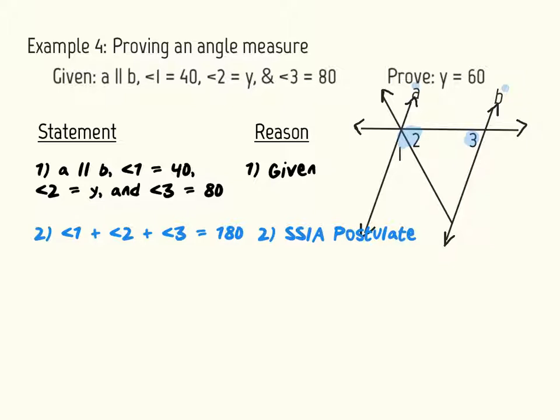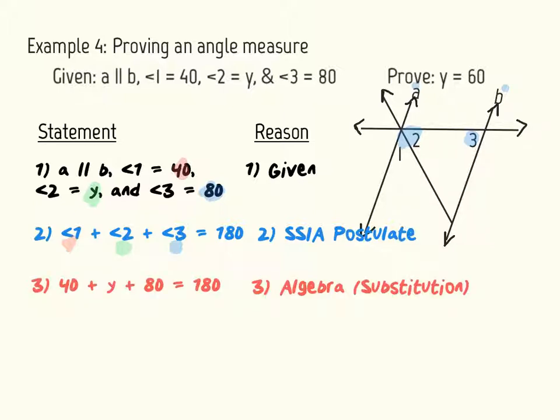The next thing is now I can substitute in, because now I have everything in the form of an equation. So I'm going to substitute in for angle 1, angle 2, and angle 3. I'm just going to put everything in where they belong and then see what happens from there. So 40 plus y plus 80 equals 180 by algebraic substitution.